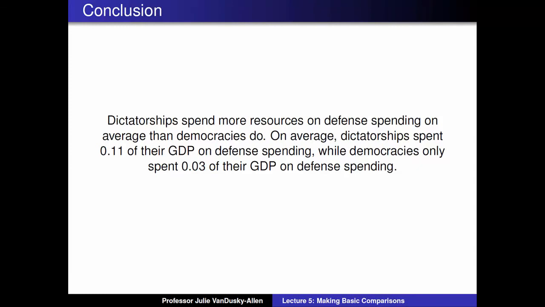We can conclude that dictatorships spend more resources on defense spending on average than democracies do. On average, dictatorships spent 0.11 of their GDP on defense spending, while democracies only spent 0.03 of their GDP on defense spending.